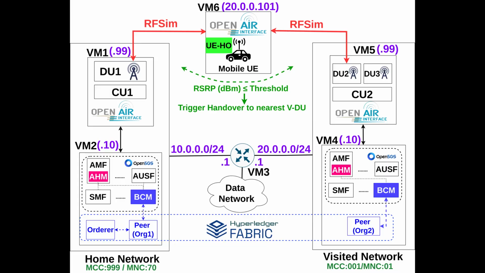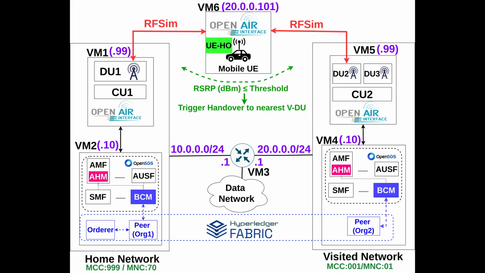On the left, we have the home network, an O-RAN deployment based on OpenAirInterface in VM1, and the core network running Open5GS in VM2. On the right, the visited network follows the same structure, with the RAN in VM5 and the core in VM4.